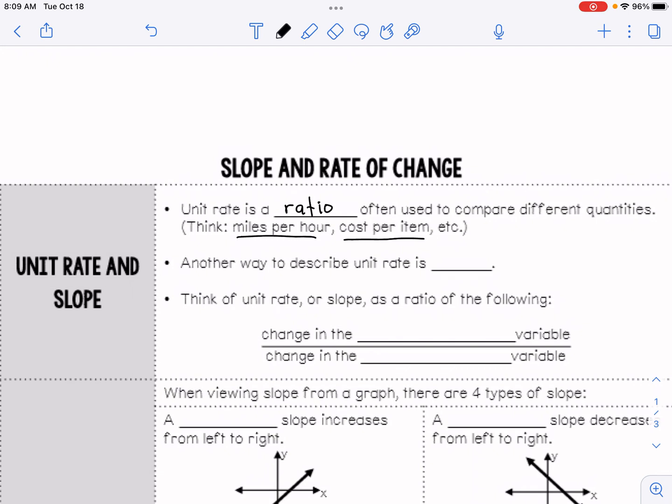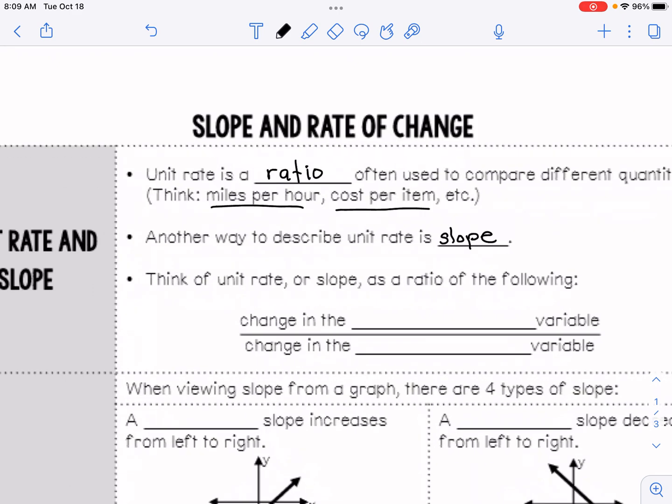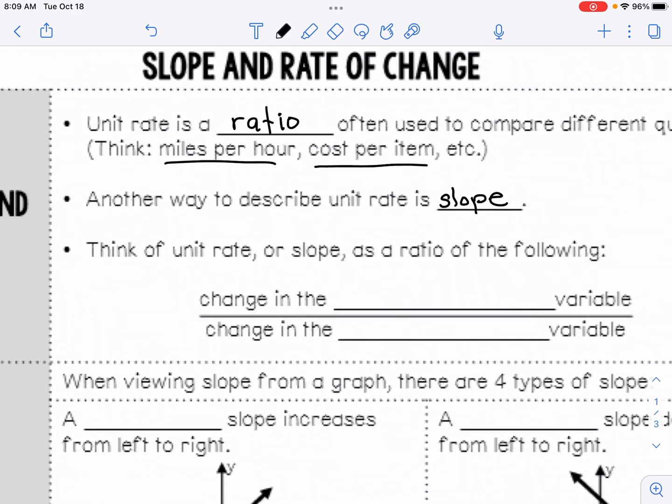Another way to describe the unit rate is the slope. So how steep a line is on a graph. Okay. So think of the unit rate or slope as a ratio of the following. So it is the change, and we'll talk about the symbols that we use here. The change in the dependent variable over the change in the independent variable.